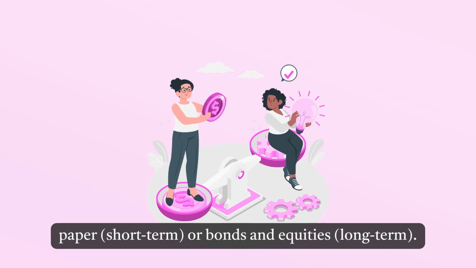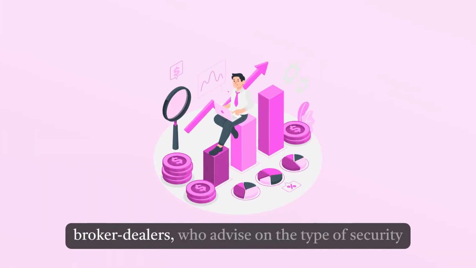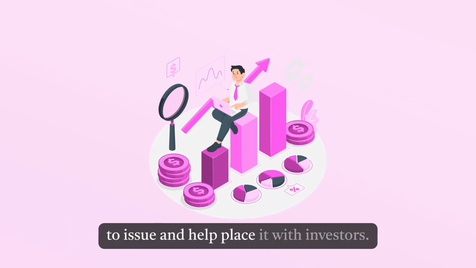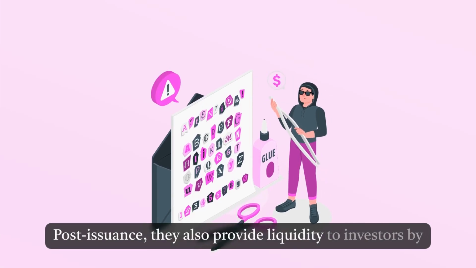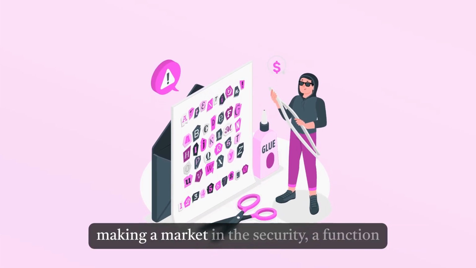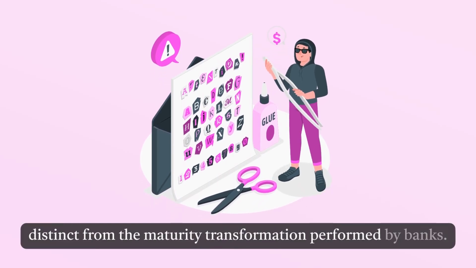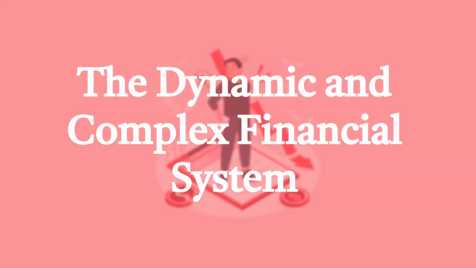Businesses can bypass banks and raise funds directly from the market by issuing securities like commercial paper, short-term, or bonds and equities, long-term. This process is facilitated by investment banks or broker-dealers, who advise on the type of security to issue and help place it with investors. Post-issuance, they also provide liquidity to investors by making a market in the security, a function distinct from the maturity transformation performed by banks.